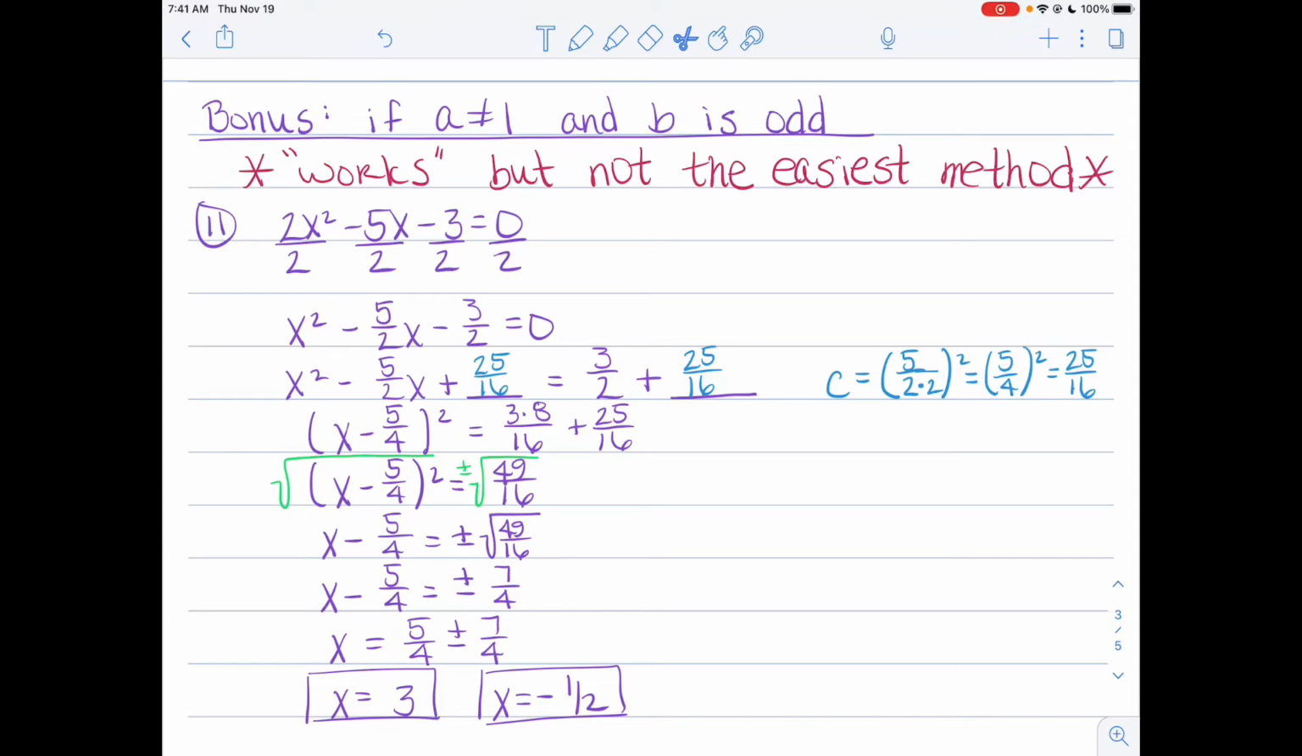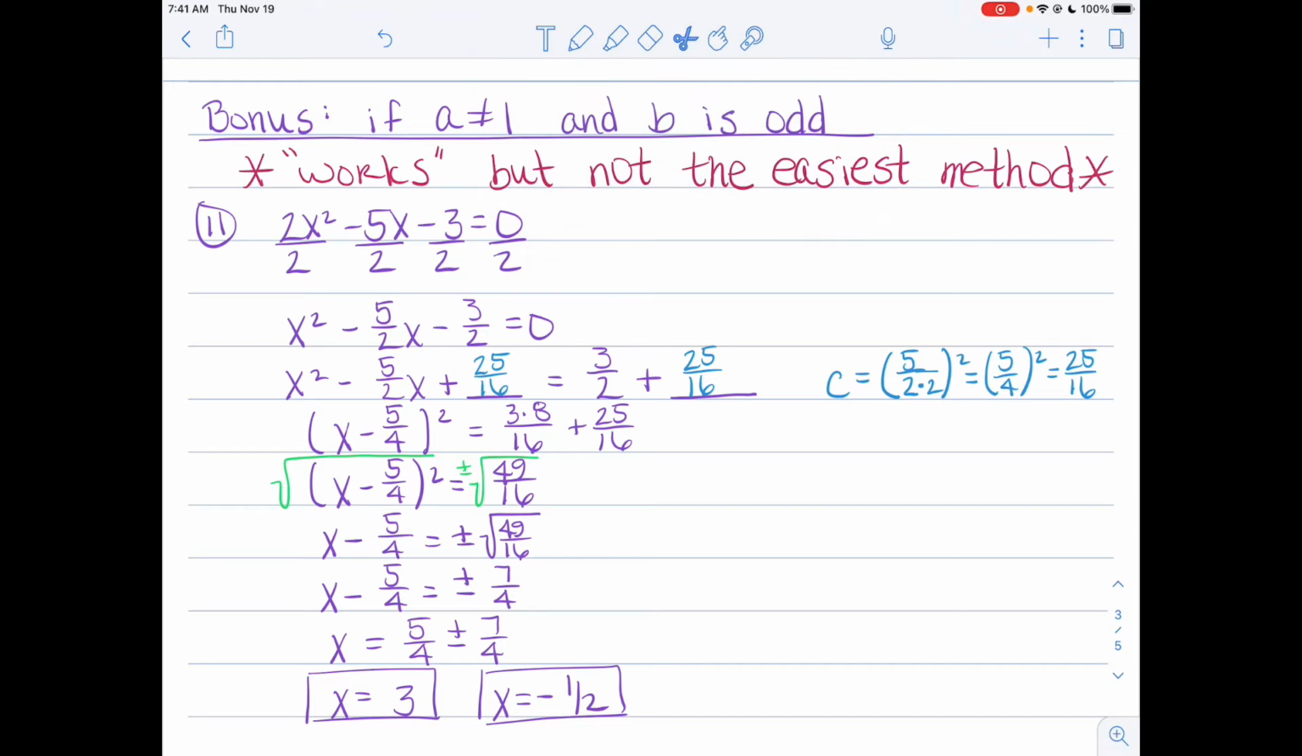Hi everyone, I've got a bonus video and bonus problem for you here because I thought it would be fun if I showed you what happens when A isn't equal to 1 and B isn't even. It's odd instead. And as I got into this, I'm like, I don't think this is actually very fun. Well, maybe it just depends on your definition of fun. But here we go. Let's go ahead and look at this.